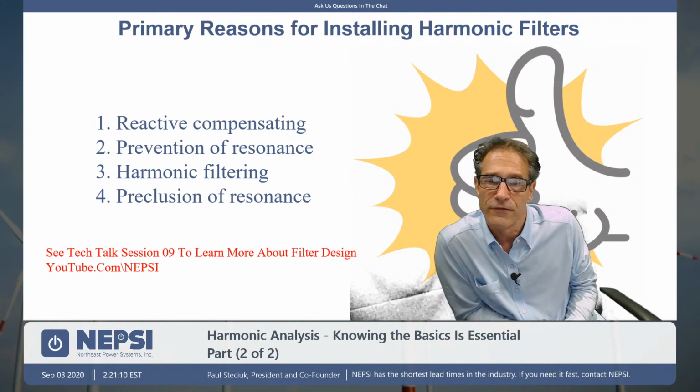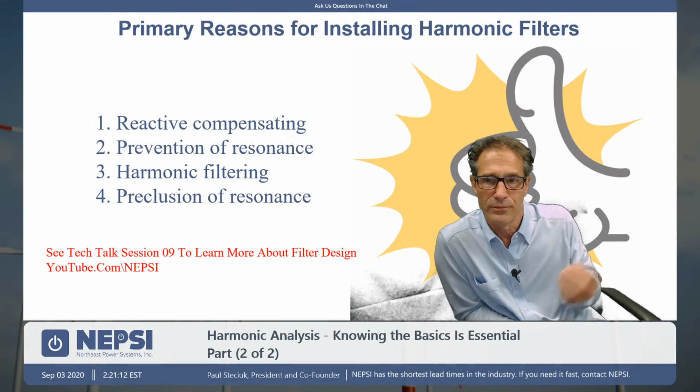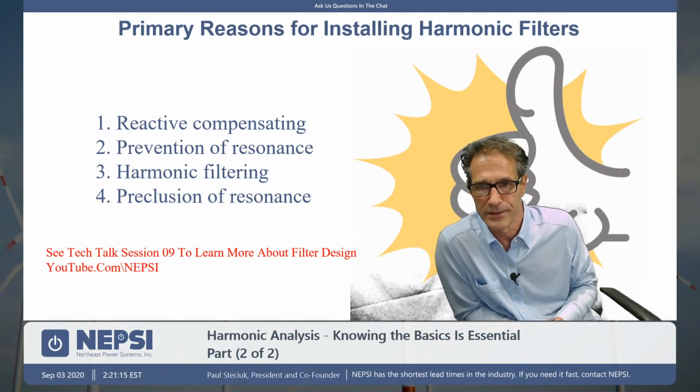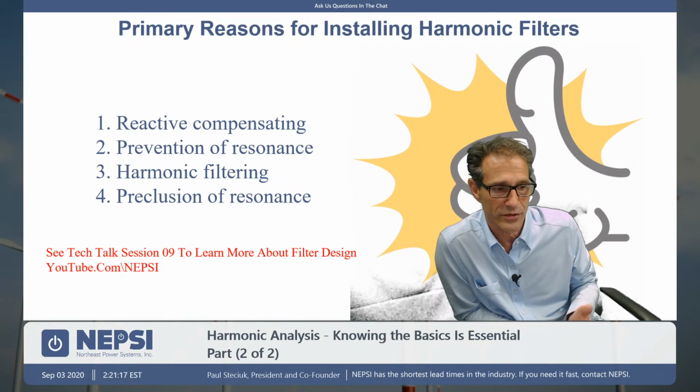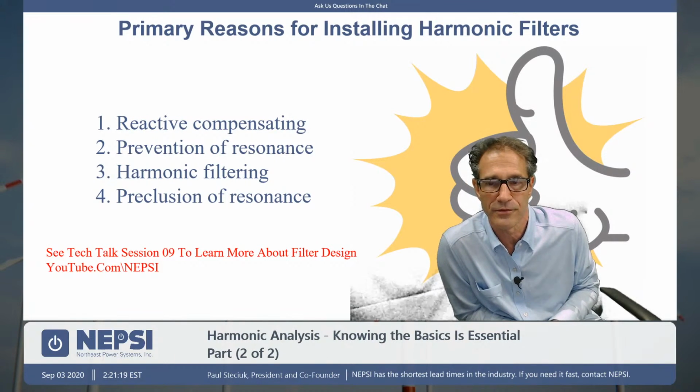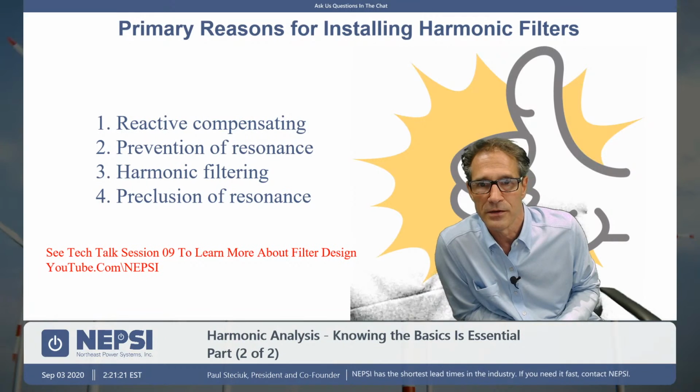So we have harmonic filtering as a third reason. We need to pull harmonic current from the system, and then the fourth one is preclusion of resonance. We'll talk about some of this as we move forward.